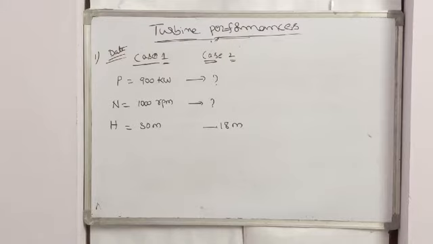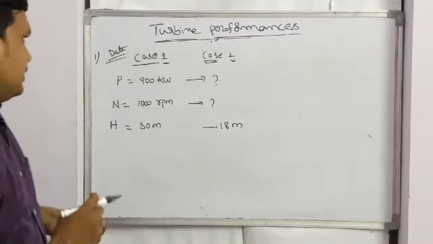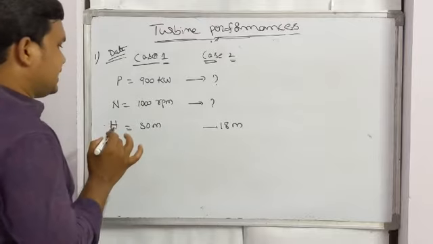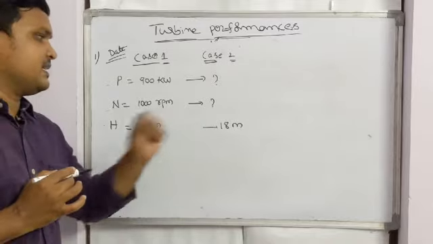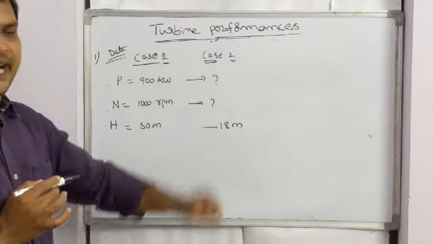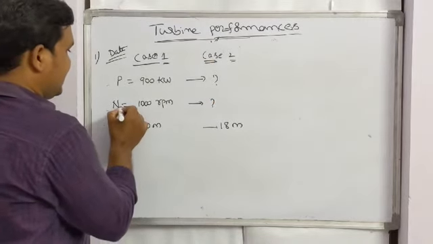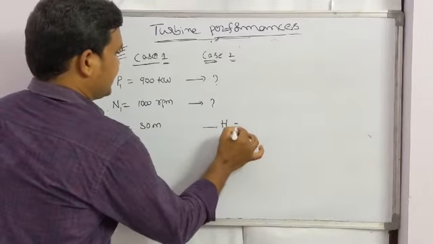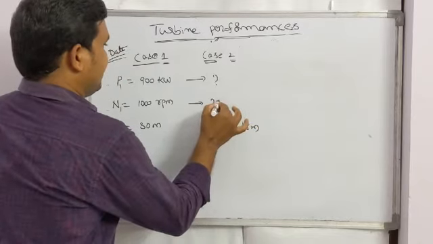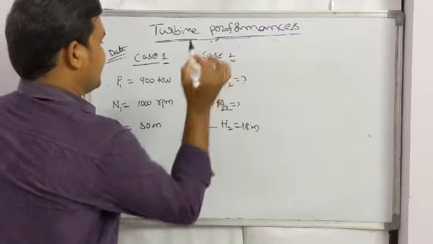These are some important problems when knowing the unit quantities and unit specific speed. In the first case, under a head of 30 meter, it revolves at 1000 rpm and produces 900 kilowatt. If suddenly the head is decreased to 18 meter, what is the speed and what is the power? The first case is H1, N1 and P1. The second case, I am taking H2 as 18 meter, and N2 and P2 are to be found.